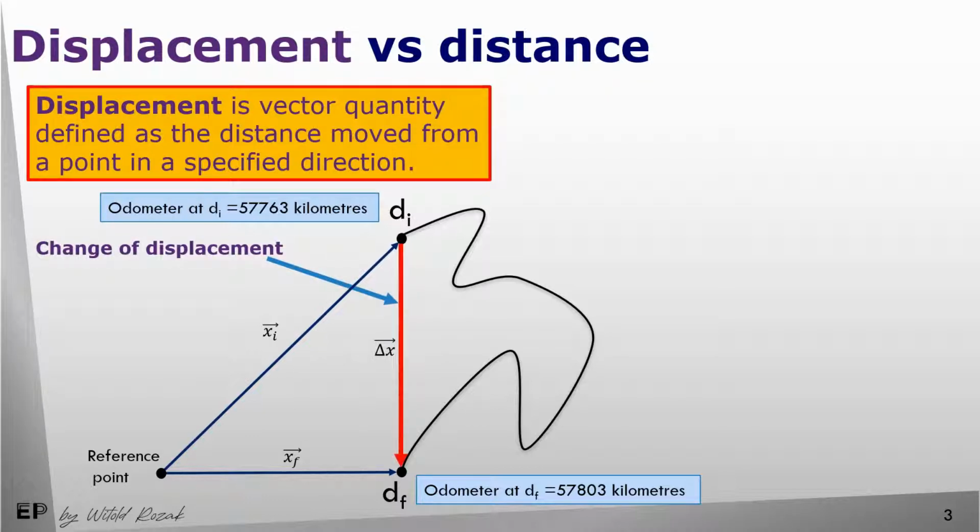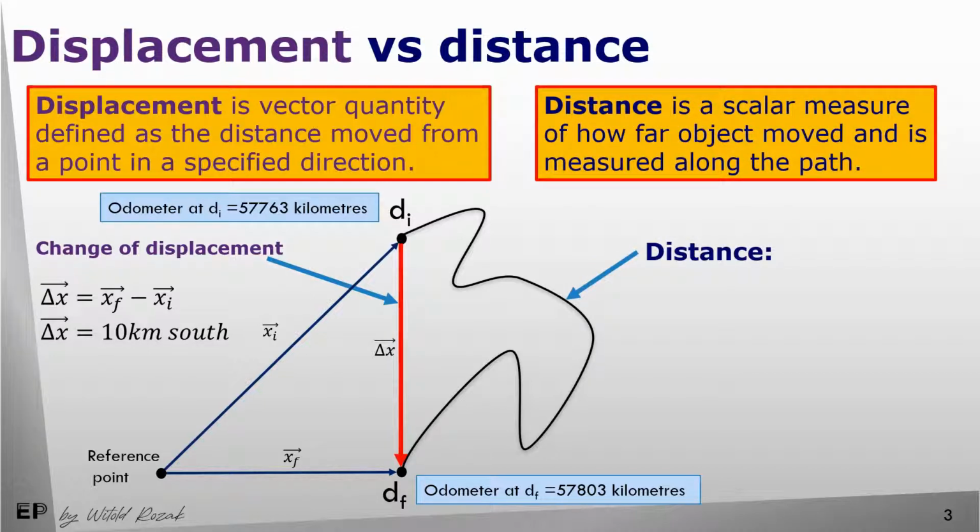Change of displacement, which is shown on the diagram by the red arrow delta x, is the difference between the vectors describing final and initial displacements. To calculate the magnitude of the change of displacement, we'll have to use some maths to calculate the length of delta x, which is probably a topic for another video. In this case, let's just say that the change of displacement was 10 km south.